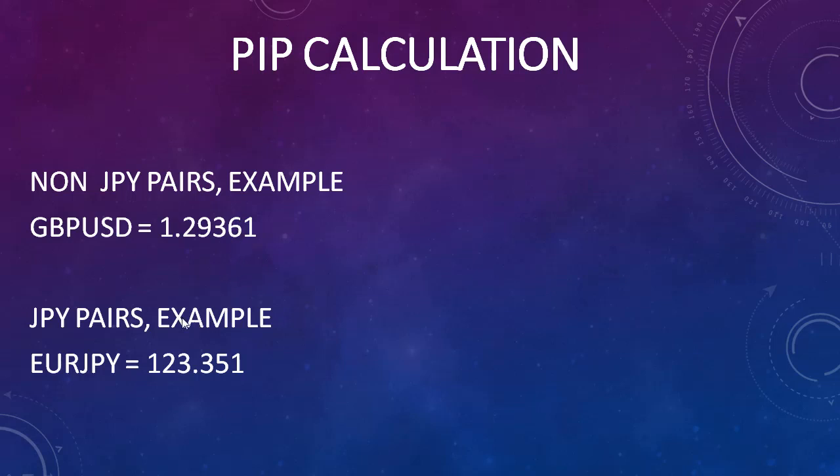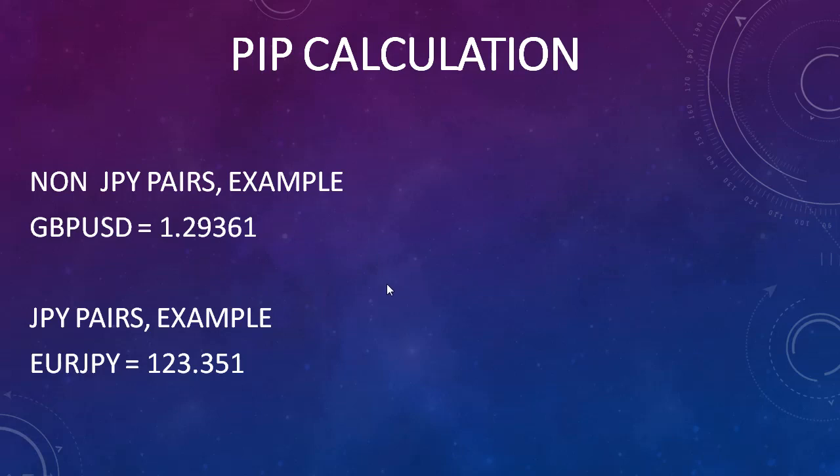Now for JPY pairs, your PIP calculation starts from the 2nd number after the decimal point, in this case 5. So you can see that non-JPY pairs are different from the JPY pairs. For the non-JPY pairs, you're starting with the fourth number after the decimal point, while for JPY pairs we're starting with the second number after the decimal point. So that's how you calculate your PIP. It's very simple. So let's go straight to the first method in which you can calculate PIP.